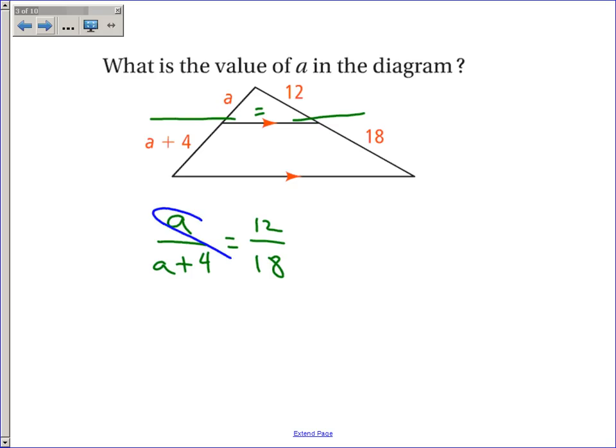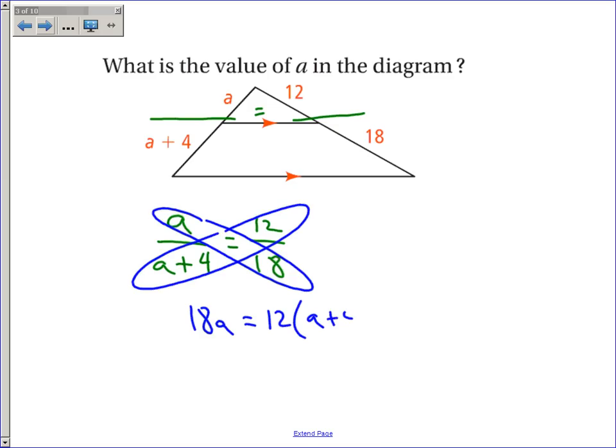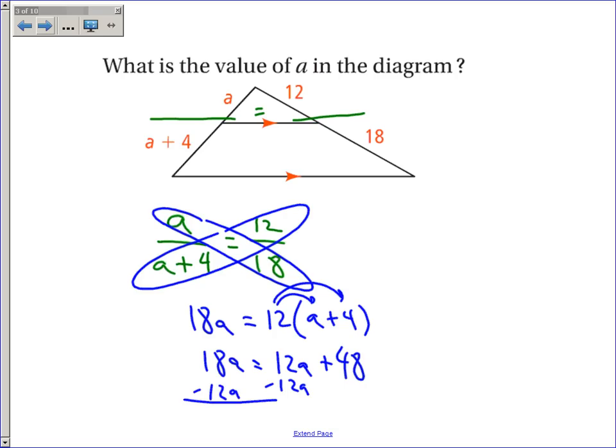Cross multiply: a times 18 is 18a, is equal to 12 times a plus 4. I will multiply 12 and a plus 4 by distributing the 12. 18a is equal to 12a plus 12 times 4, which is 48. I will subtract 12a from both sides. 6a is equal to 48. Divide both sides by 6, and a is equal to 8. Okay, and that's it on the side-splitter theorem.